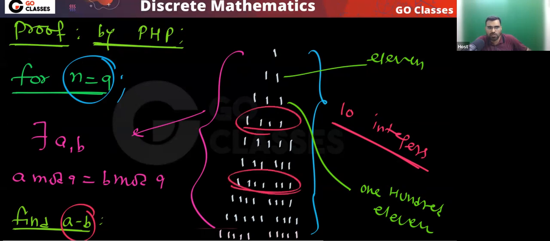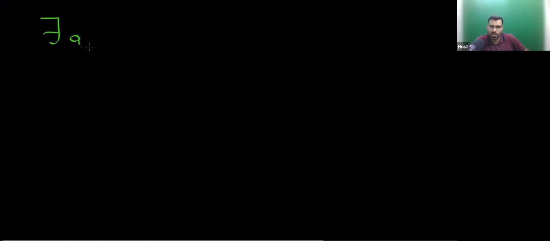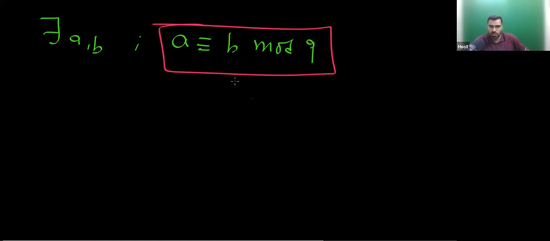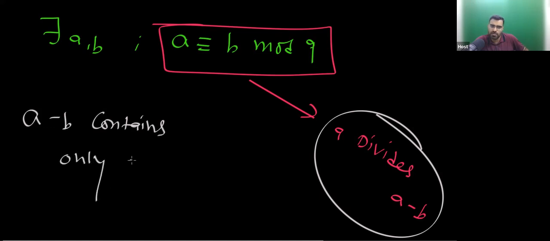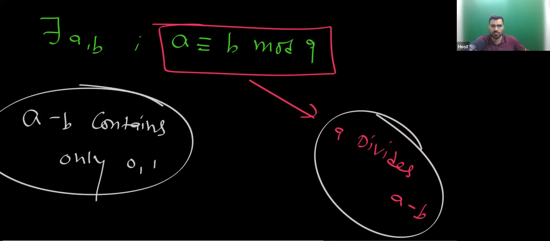From this, if you remove this, only 1s and 0s it will contain, right? That's your point. That's the proof. Very simple. I am saying that there exist a, b such that a and b give the same remainder when you divide by 9. Now you already know this simply means 9 divides a minus b. And you know that a minus b contains only 0s and 1s. Is this proof clear?